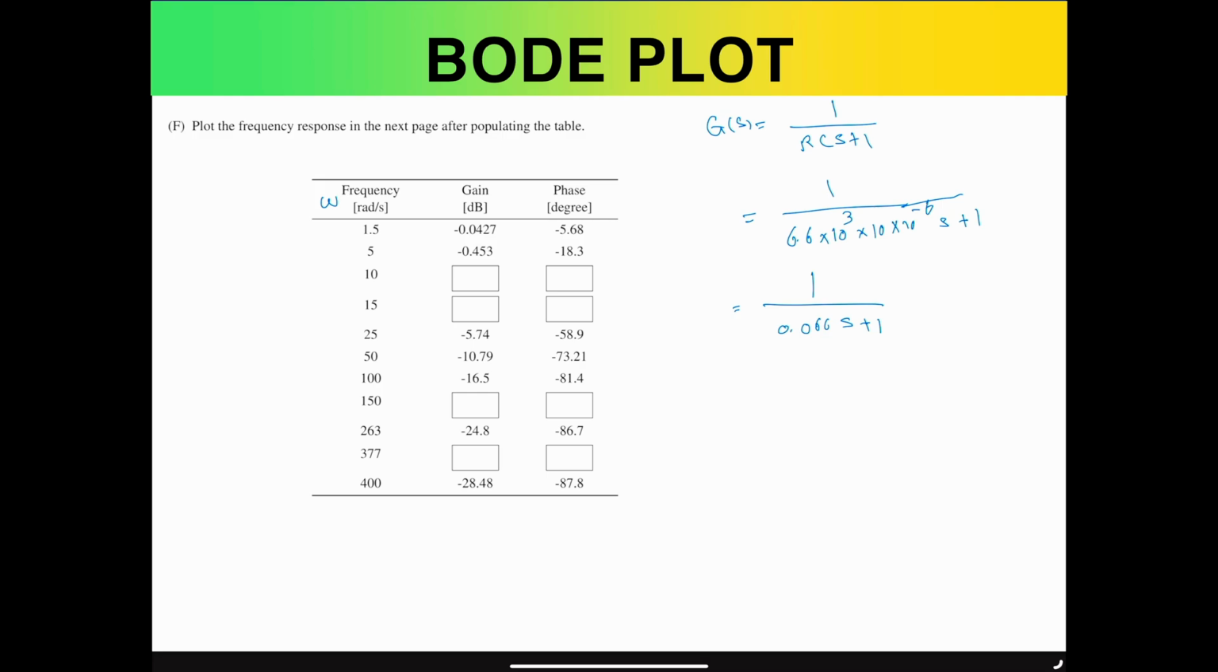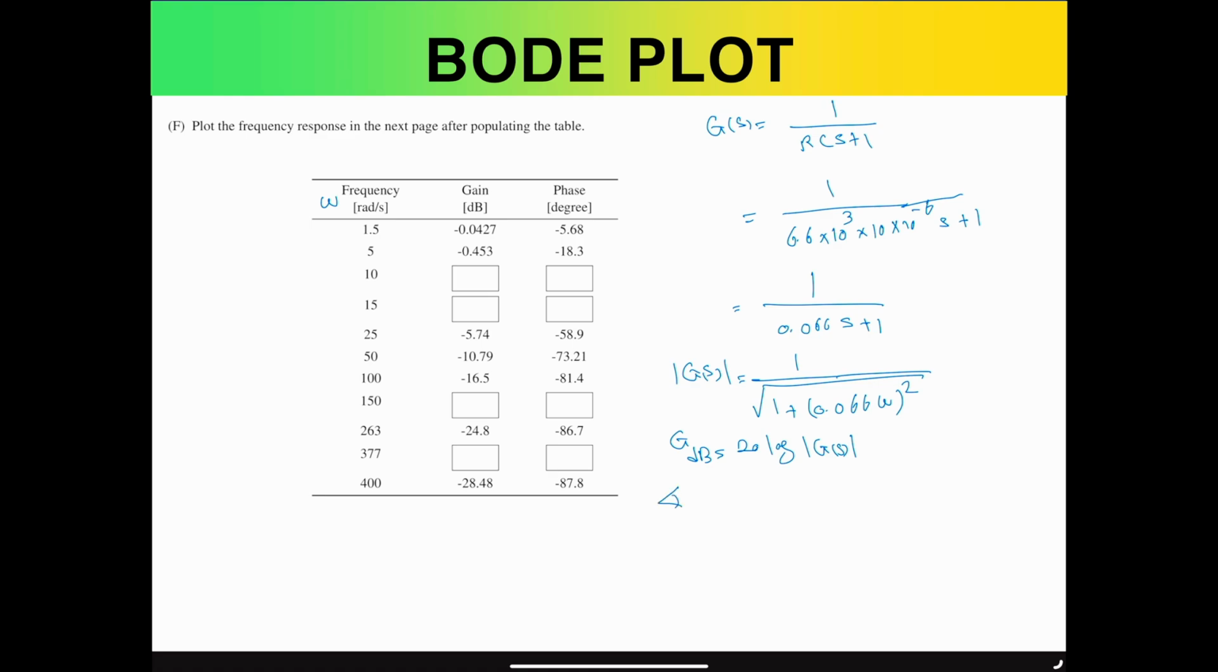So if you want to find the magnitude, then the magnitude of G(s) is going to be 1 over the square root of 1 plus (0.066 omega) squared. Since we're given the value of omega over here, we can easily plug it in to get the value of the magnitude. But this is only the amplitude. If you want to find the dB format, we need to know that G in dB is simply 20 log of G(s) in the amplitude format, or the magnitude. So that's for the gain in dB.